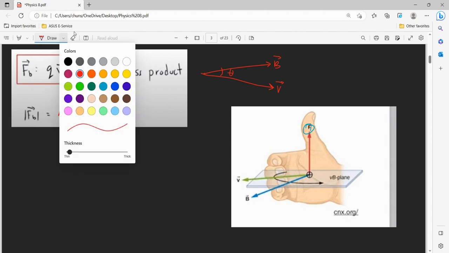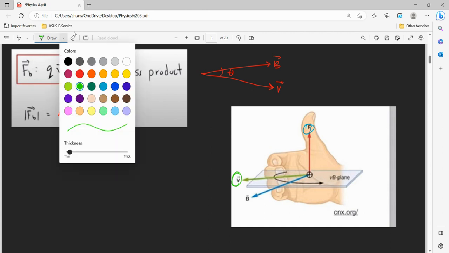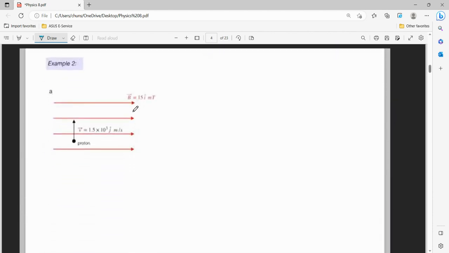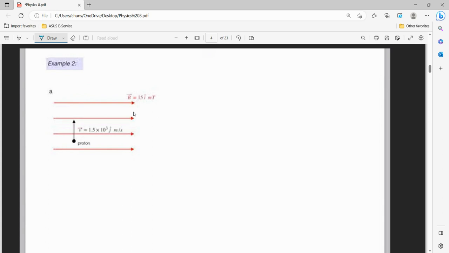So again, starting with our velocity, point your fingers along that line and curve your fingers towards the second one, which is our magnetic field. Force is going to be produced as a result with the thumb. Okay, so if we were to do an example of this, let's first find where our force is, and we're going to find magnitude and direction of force.